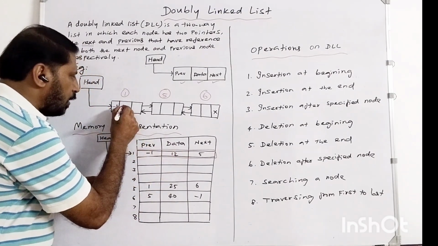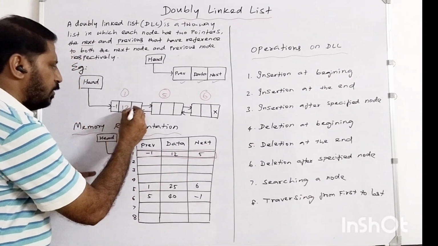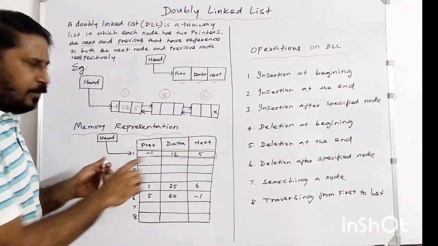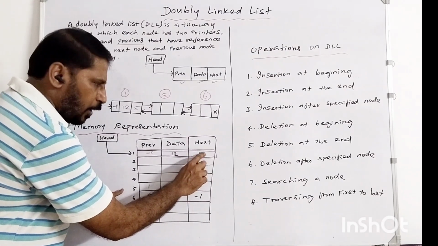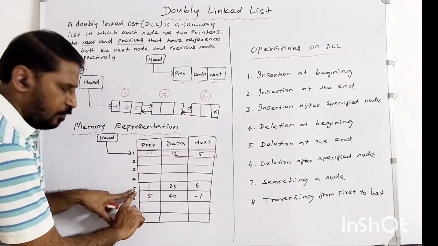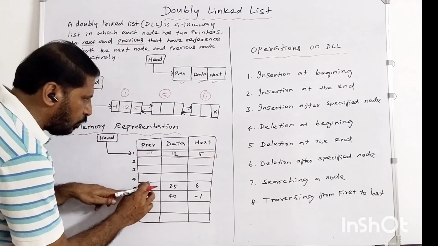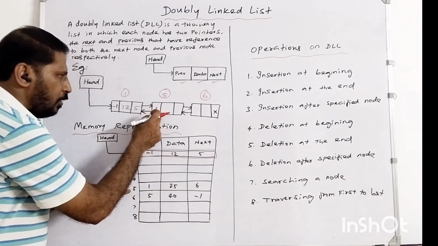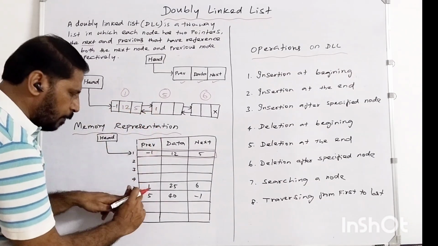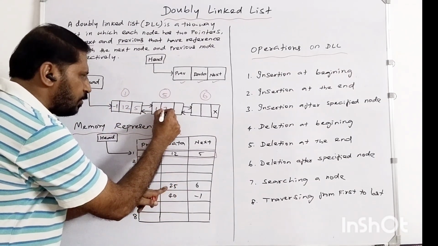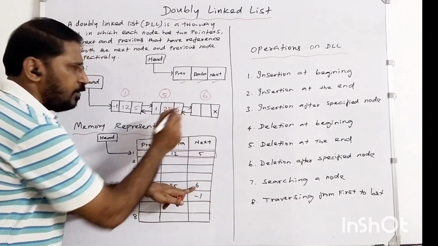What is the data value? The data value is 12 here. And what is the next node? The next node is 5 here. Whenever we take this value, the next node value is 5, so we directly go to the fifth node. What is the previous value of the fifth node? The previous value is 1 here. Why is it 1? Because this node is previously connected to the first node. The value of this node is 25. And what about the next node? The next node is 6.